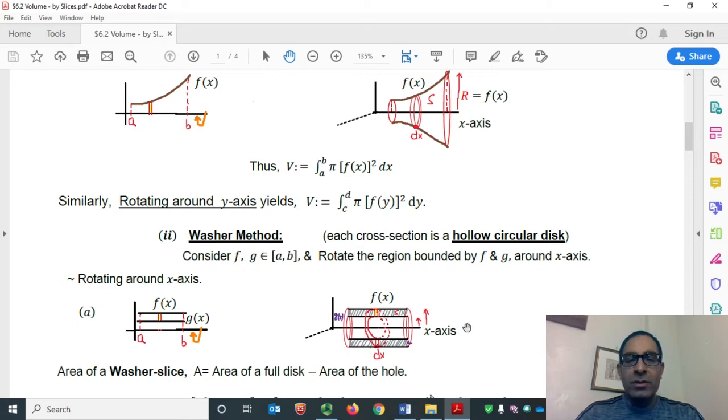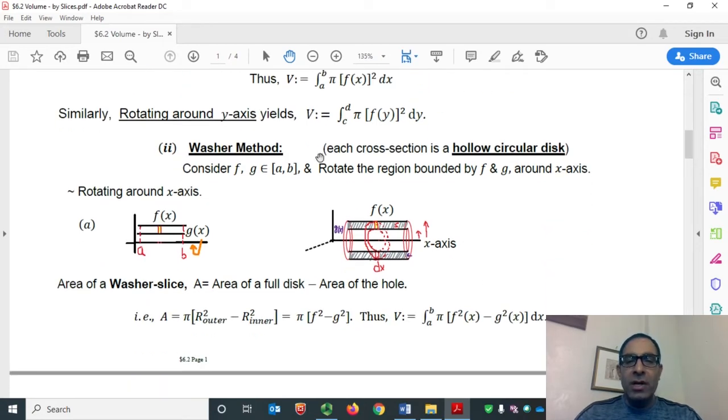Similarly, now let's talk about the washer method. In the washer method, our cross section is a hollow circular disk. So consider two functions and rotate the region bounded by these two functions around the x-axis. Again, suppose our functions are constant, case A, where the f function is this one and the g function is this one, and let's rotate this region between f and g around the x-axis. The idea is to take a stripe on that region and swing that stripe around the x-axis. Then this generates this circular cylinder again here.